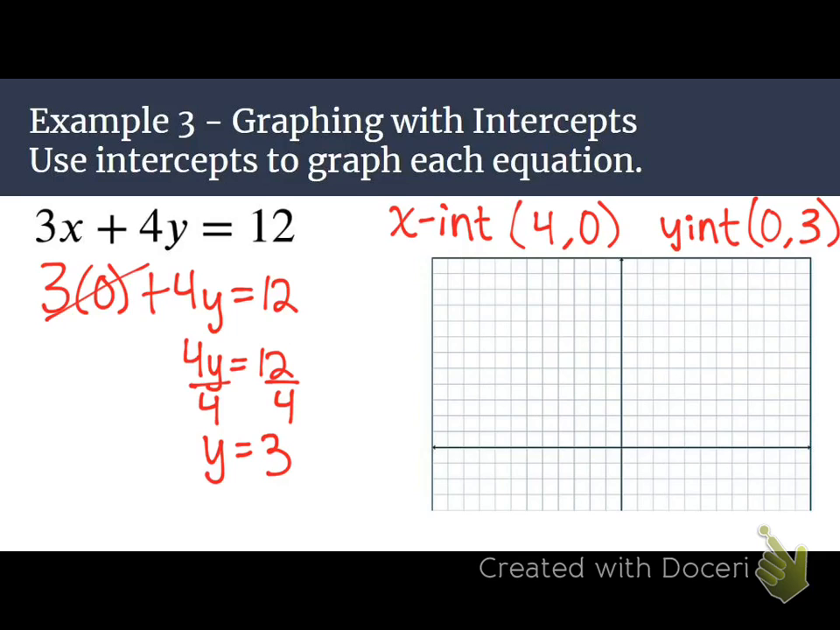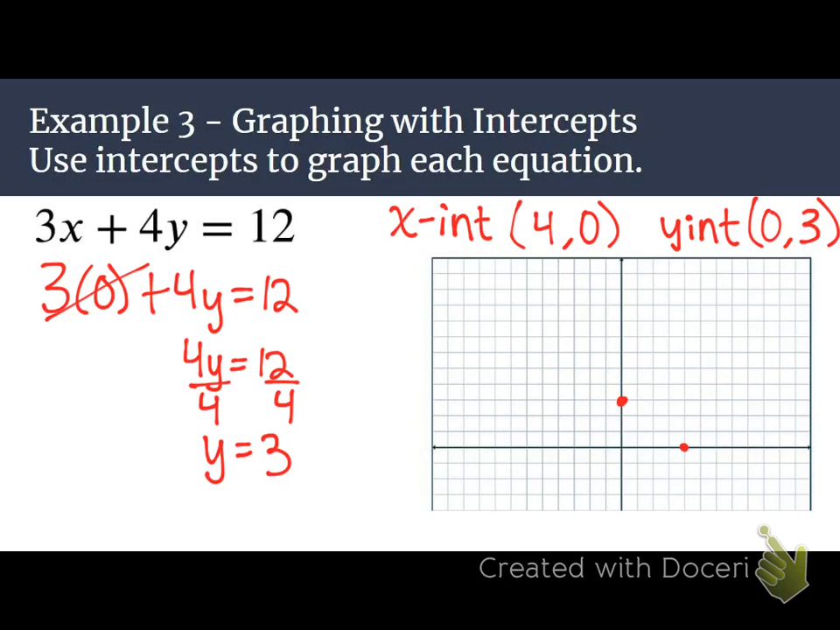Questions on how we found them? Now we have to plot those points. Where am I going to find the point 4, 0? Go right 4 and then stay there. We don't go up or down. How do I get to the point 0, 3? Go up 3 and stay there. There's the point 0, 3.